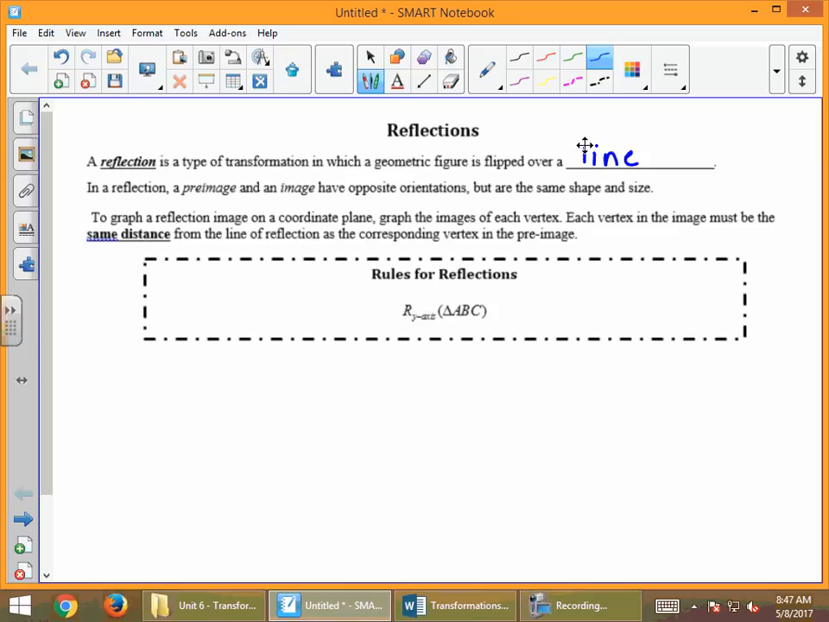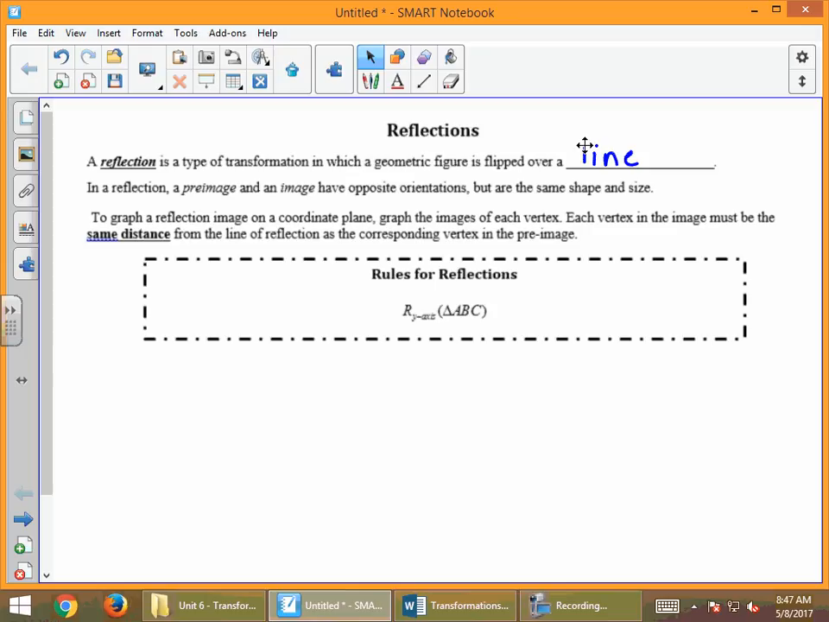To graph a reflection image on a coordinate plane, you graph the images of each vertex. Each vertex in the image must be the same distance from the line of reflection as a corresponding vertex in the pre-image. Essentially, when you flip an image over a line, it's going to be the same exact distance from that line as the original figure was. So it's kind of a way of checking your work.